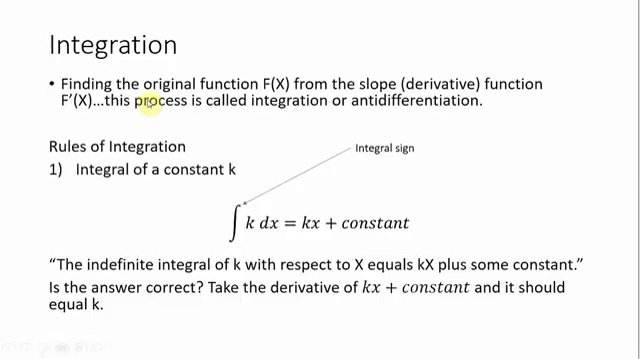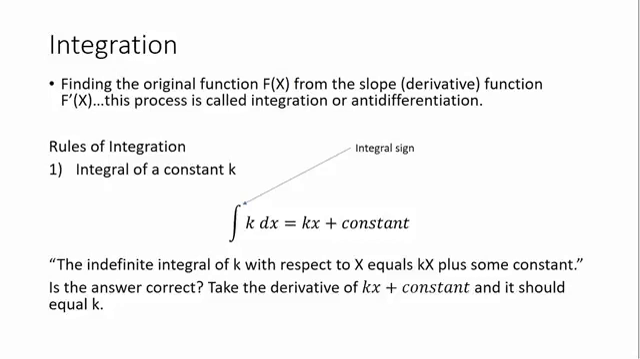So a little bit about integration. Integration is finding the original function from the slope or derivative function. So for example, we may have marginal cost, which is a slope function, and we might be interested in finding total cost, which is the original function. So from marginal cost, we can go to total cost through the process of integration.